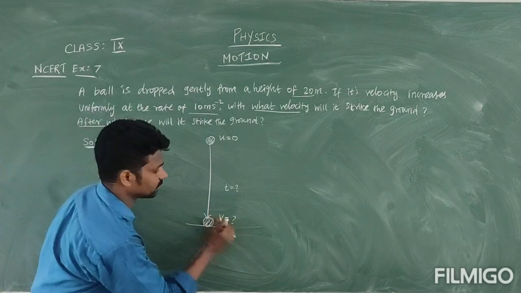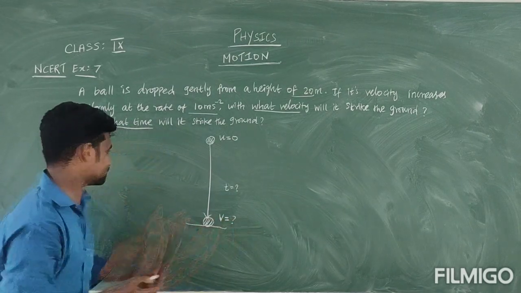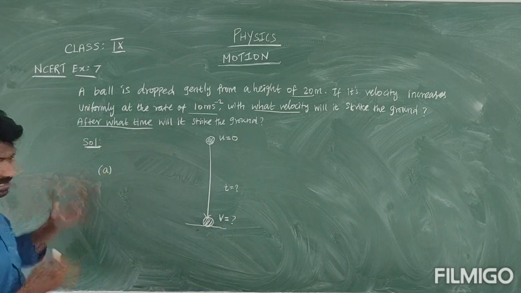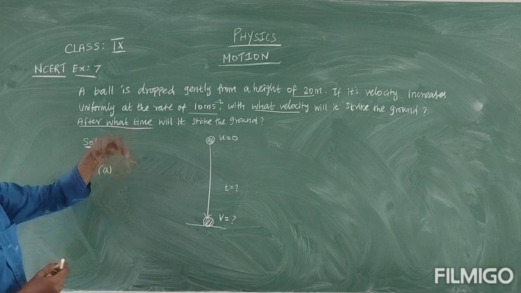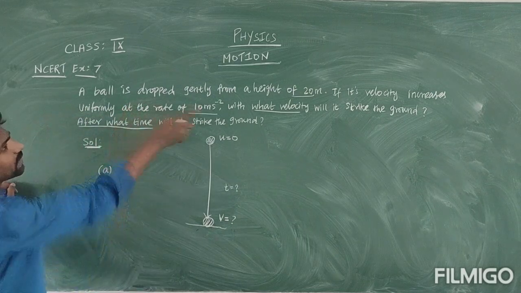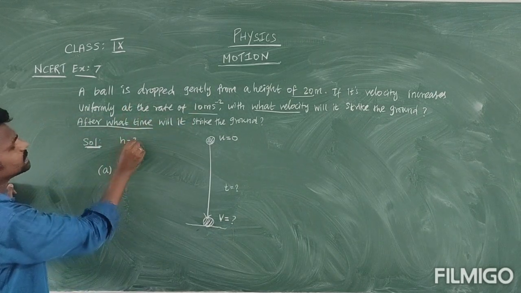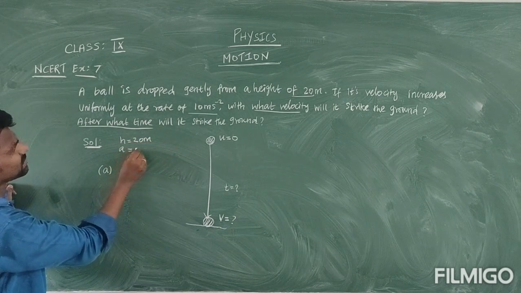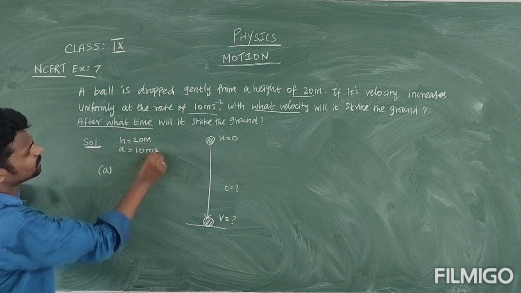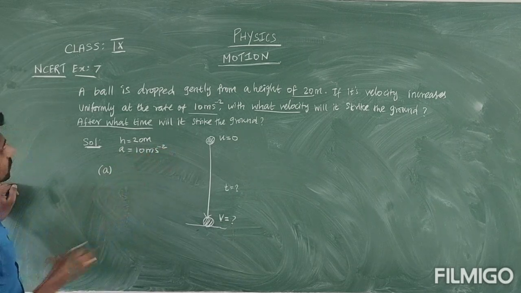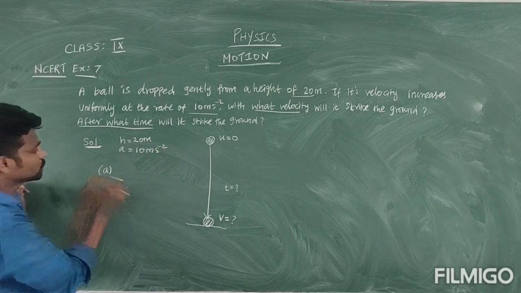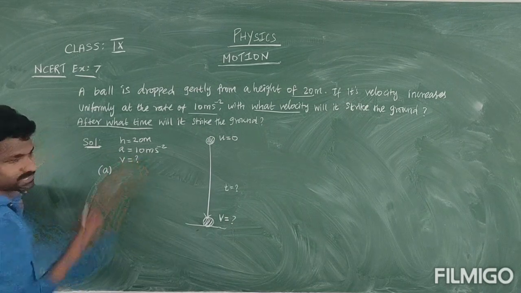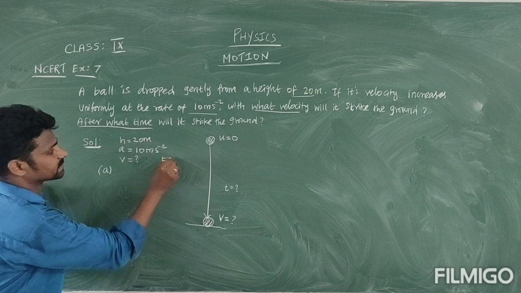Now the velocity question I take as question A. I want to find the velocity. So what values are given? The height is given: height is equal to 20 meters. Then the acceleration is given as 10 meters per second squared. That's all. So the first question is the velocity, and the second question is the time.